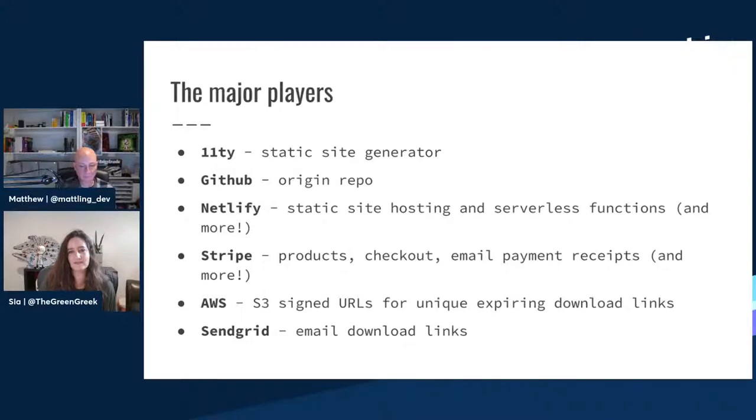And then AWS and SendGrid are what I'm using for fulfillment. And with AWS, it's going to use an S3 bucket. And it's okay if you don't know what all these things mean. I'll mention a bit more about them later. But that's what gives me my signed URLs, those unique expiring URLs. And then SendGrid I'm using for the email part to send it to the customer after they purchase something.